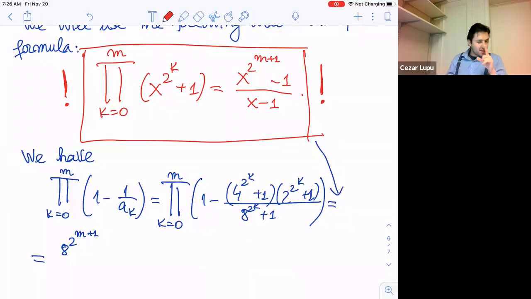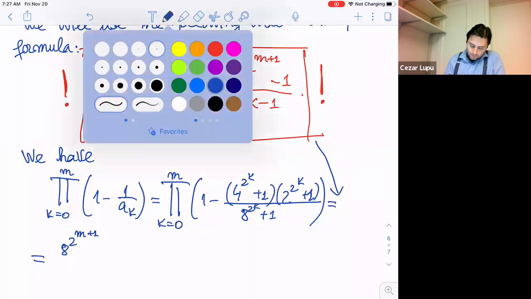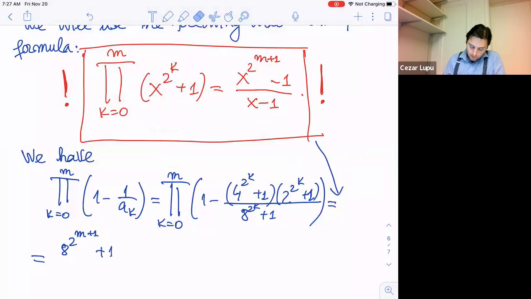Because when you have x minus 1 and you multiply, the first term of the product has x to the 2 to the m, and then you multiply by x, so you'll have x to the 2 to the m plus 1. Okay, so this will be 8 to the 2 to the m plus 1 minus 1 over 8 minus 1, times, let's see what else do we have.